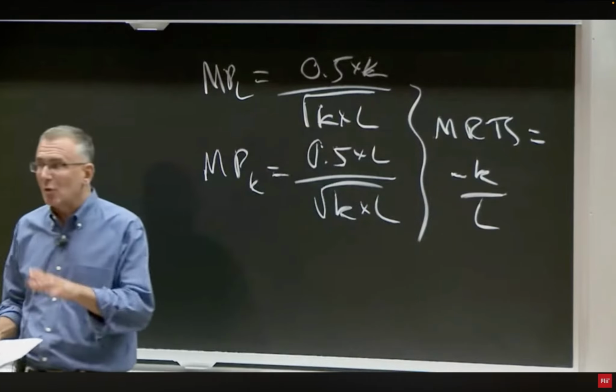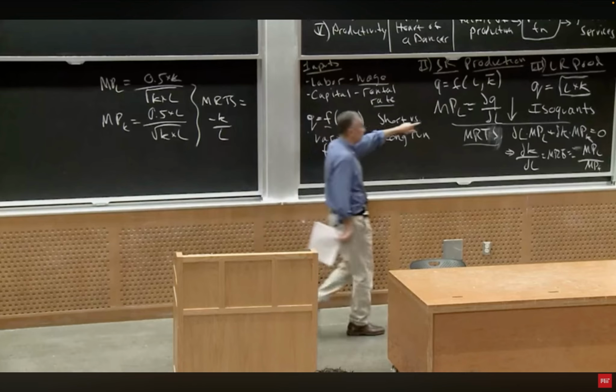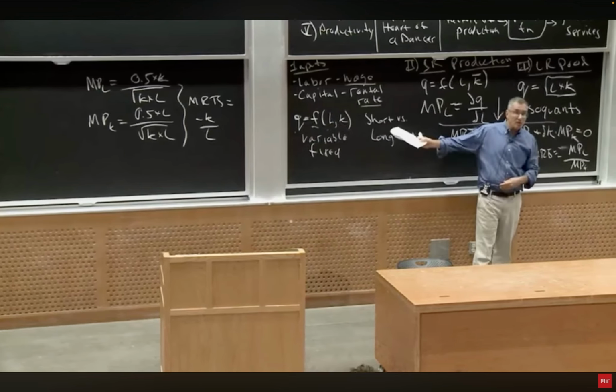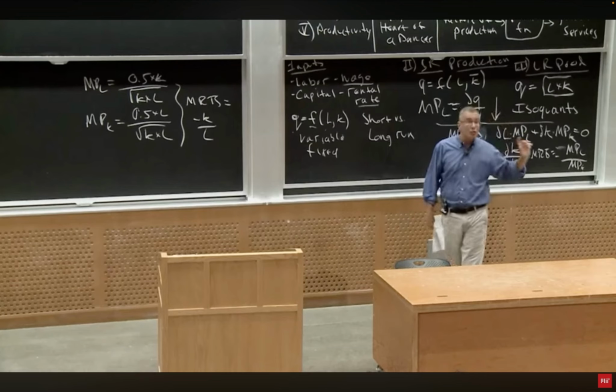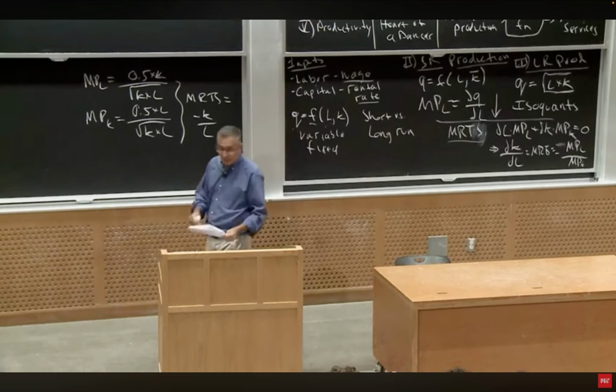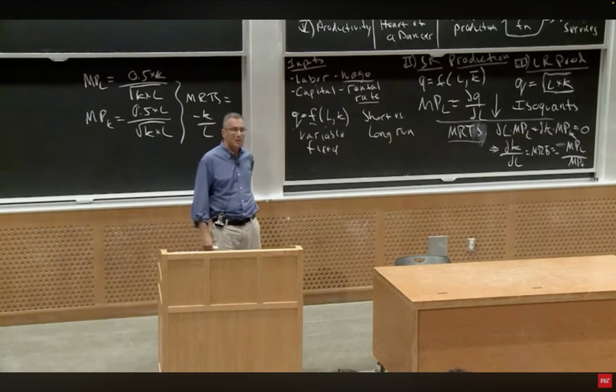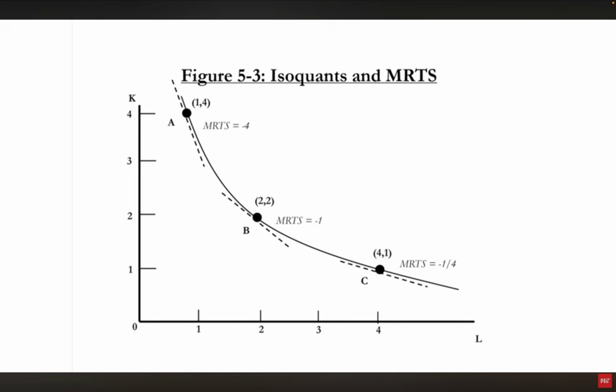In this case, once again, I don't want to confuse people. This is for this production function, that's the marginal rate of technical substitution. Just like for this utility function, I got a particular marginal rate of substitution. I'm just showing you how to develop it for a given production function. And that gives you something like figure 5.3. Figure 5.3 shows you the marginal rate of technical substitution for this production function.